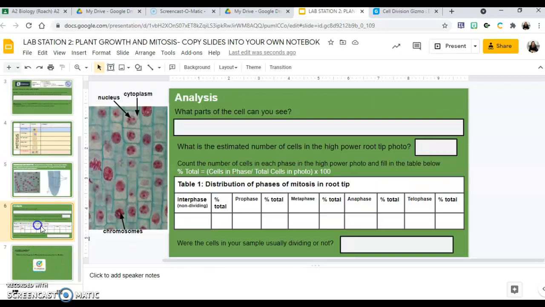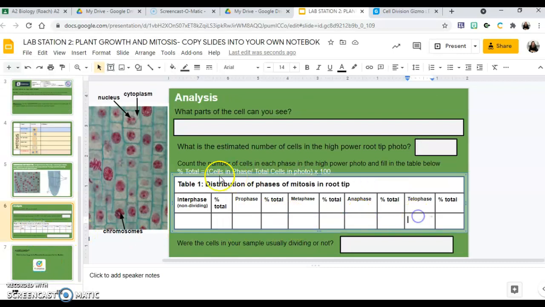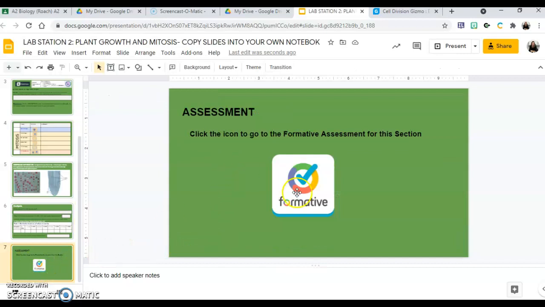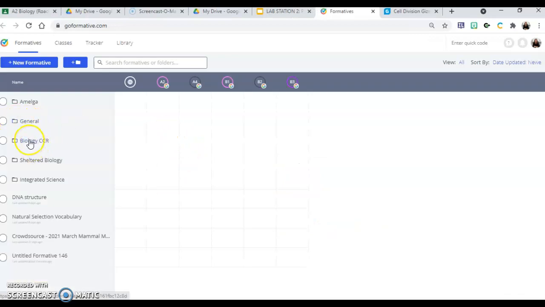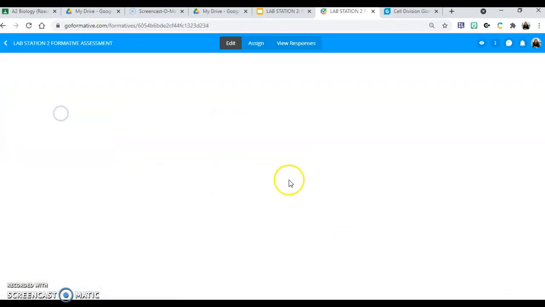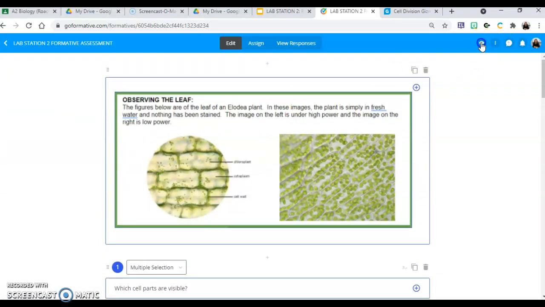So you're going to put your numbers in here, and then you're going to find the percent. I put the equation for percent over here. So you're going to take your number of cells that are in your phase, divide it by your total cells, which you did up here, times by 100, and that will give you your percent. Remember, your percent should always be less than 100. That's how you know you did it right. Okay, and then answer yes or no, whether your cells were dividing or not. And when you're done with that, you're going to click on your formative, and complete your formative for this section.